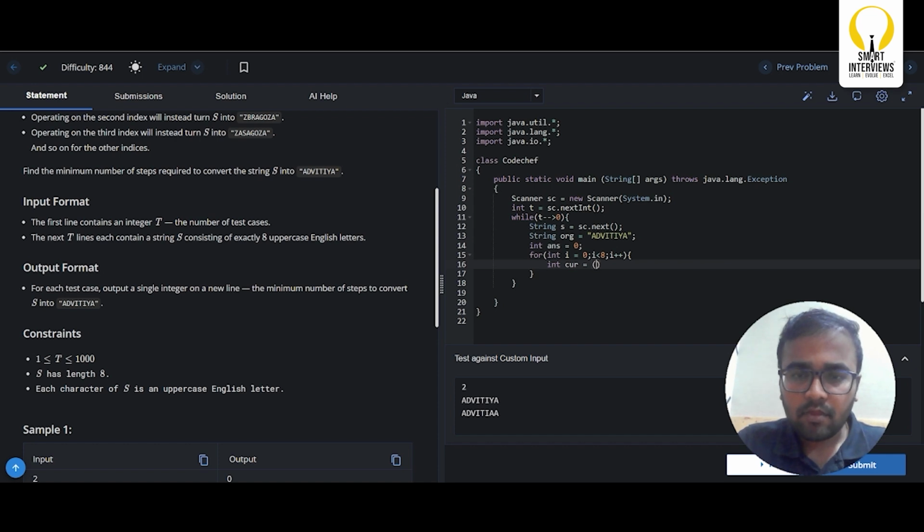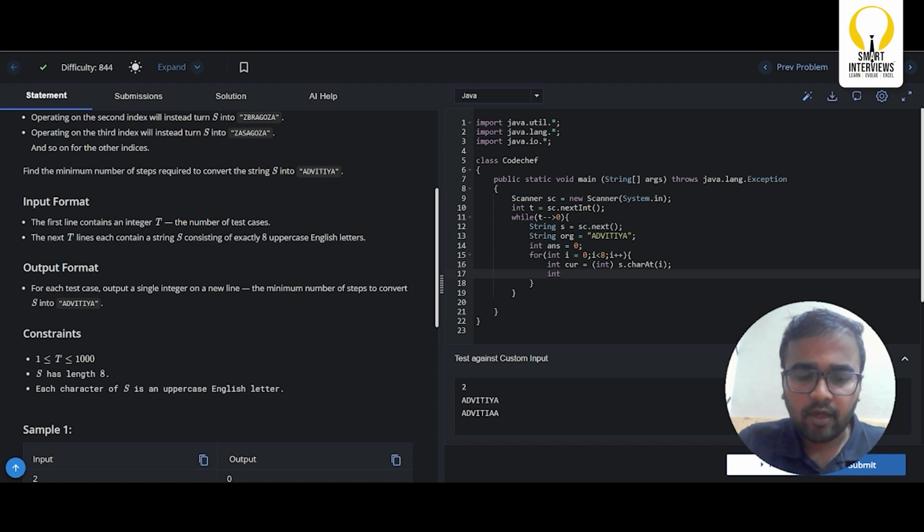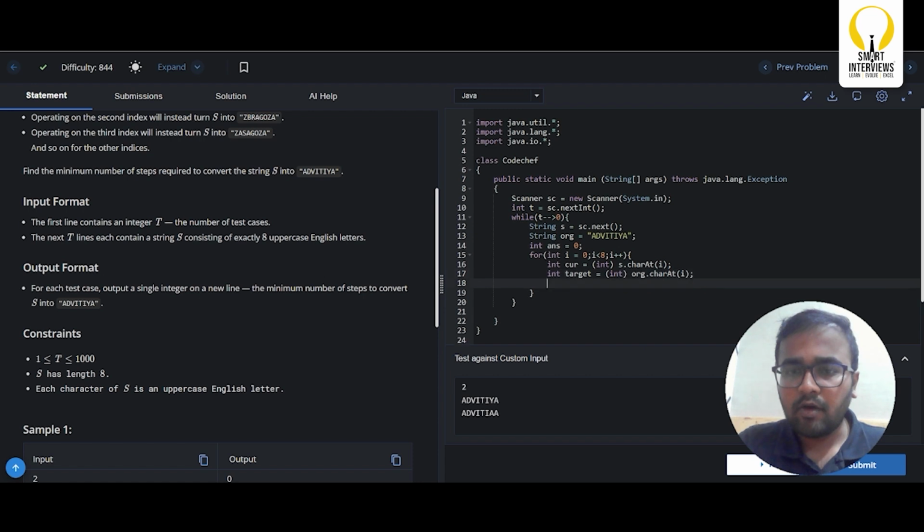So int of the string dot charAt i. Then let's take the ASCII value of the target, which is equal to int of original dot charAt i. So you got these two values. Now we'll take the two cases.